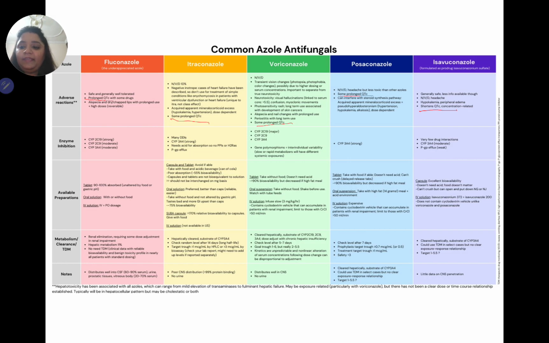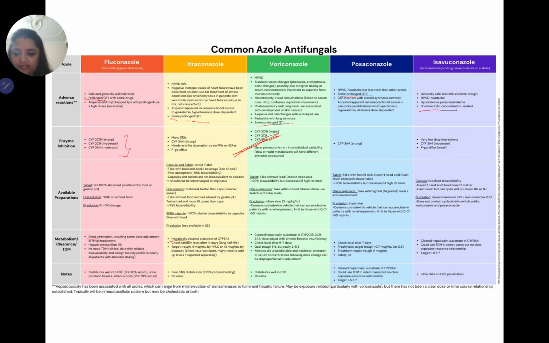Next, when you look at the enzyme inhibition, fluconazole has it by 2C and 3A4. Itraconazole and voriconazole have greater interaction when compared to other azoles, and voriconazole has the maximum interaction and also has P450 interaction.